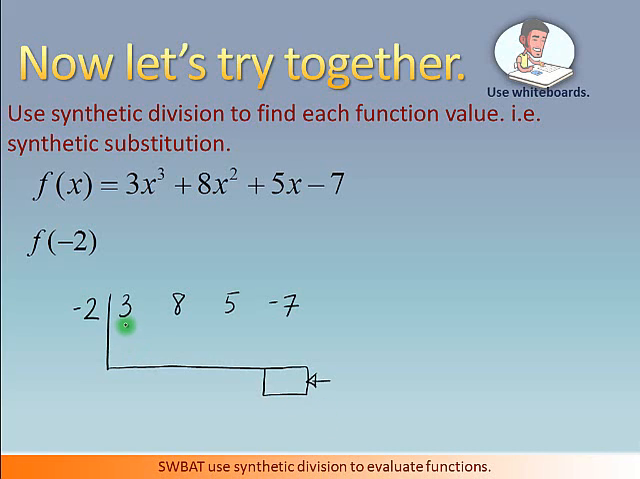So in synthetic division, first thing is to look at this 3, and you're going to bring it down. So it's a starter number. And then you're going to do two things. You're going to multiply and add. So we're going to first multiply -2 times 3, which is -6. Add these two, which is 2, and then we're going to repeat the process. -2 times 2 is -4. Add, multiply, and add. So my function value at -2 is -9.